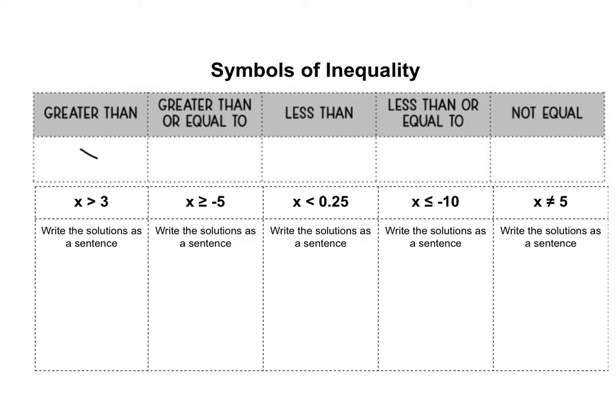So the greater than looks like that. Greater than or equal to has a line underneath. The less than symbol looks like that. And less than or equal to has a line underneath. Not equal is just an equal sign with a slash through it.